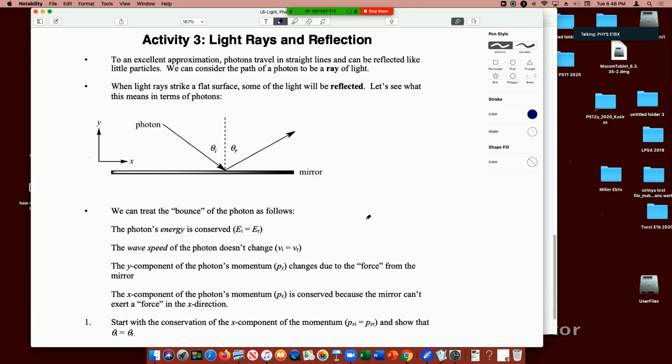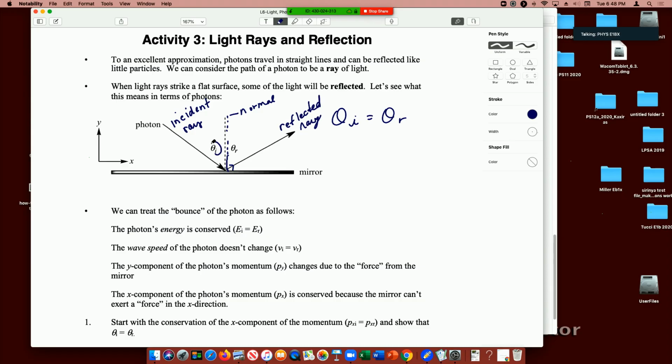So when light rays strike a flat surface, some of the light is reflected. This is called the law of reflection. The incident ray, theta I, is the incoming photon. The normal is the dotted line that is perpendicular to the surface. The angle of incidence equals the angle of reflection. And this is the reflected ray here.